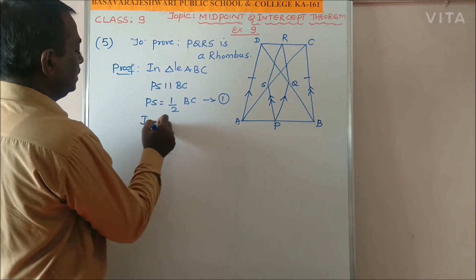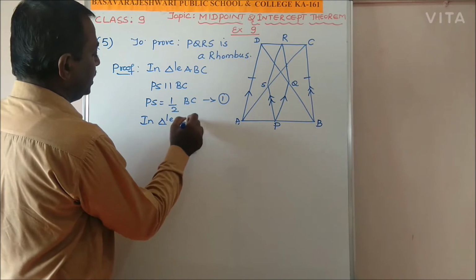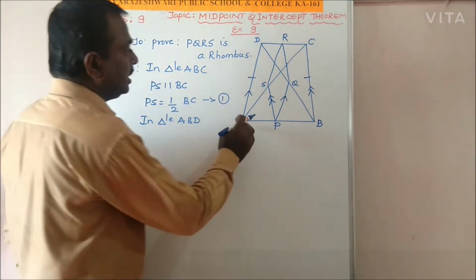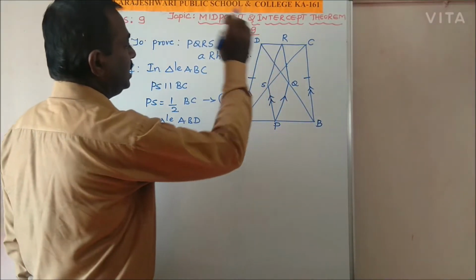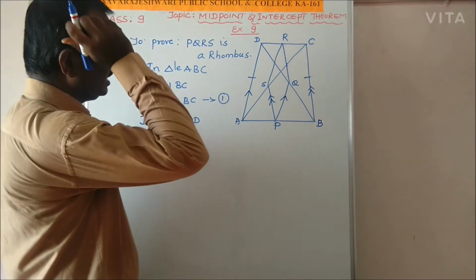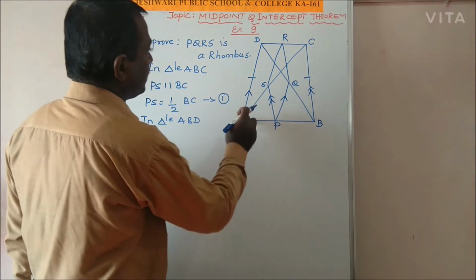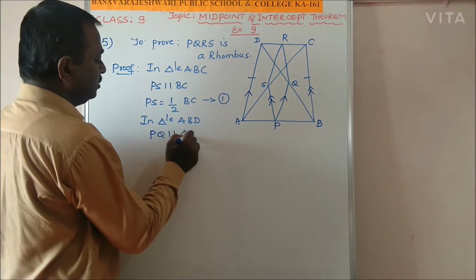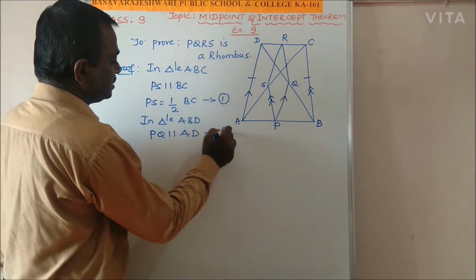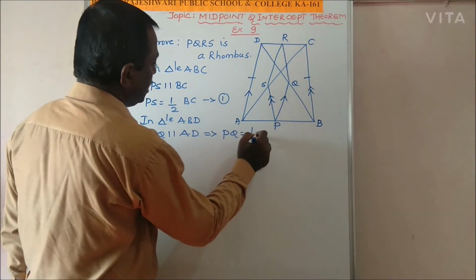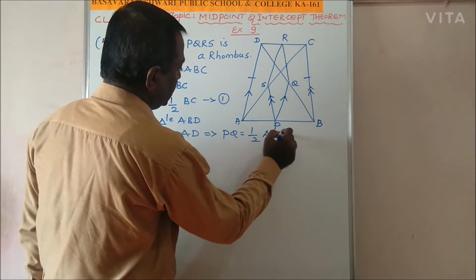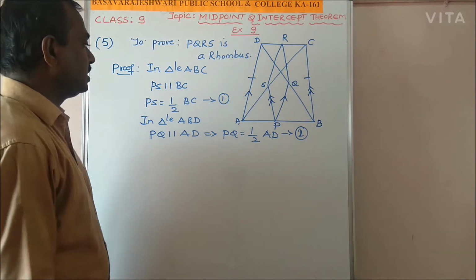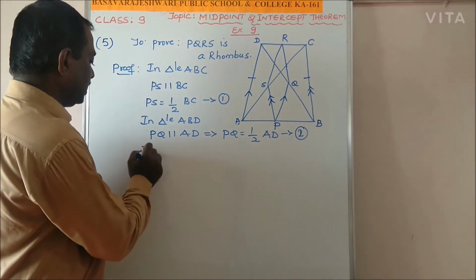In triangle ABD, I am applying the midpoint theorem here. If you observe in triangle ABD, PQ is parallel to AD. This implies PQ is equal to half of AD. Equation number 2. Now I will consider the third triangle.